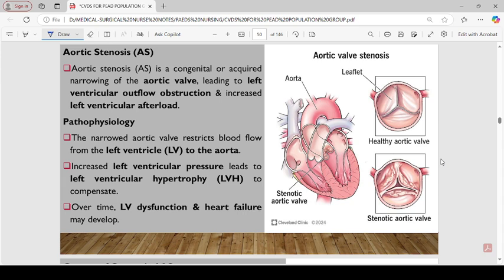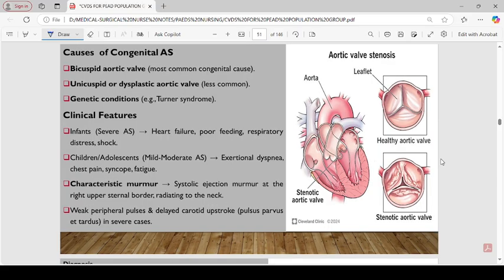The narrowed aortic valve normally restricts blood flow from the left ventricle to the aorta. So increased left ventricular pressure is going to lead to left ventricular hypertrophy, and this is just to compensate for the increased resistance. So over time, left ventricular dysfunction and heart failure might develop.